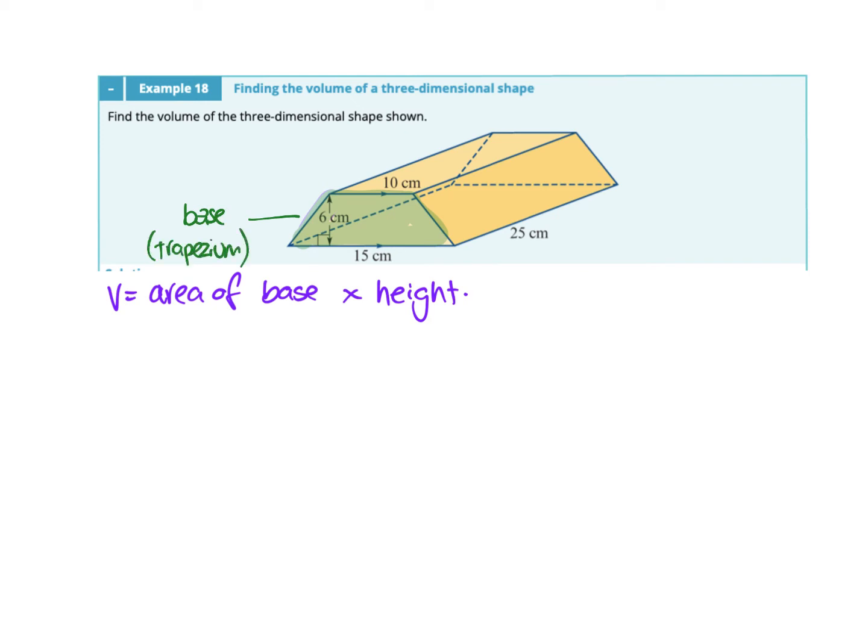So the first part would be the formula for area of a trapezium. We said that was a half, remember, B1 plus B2 times height, where we call this the B1 and that the B2. And then we're going to change and say times the length, because this is the length. That might be easier to think about it like that.